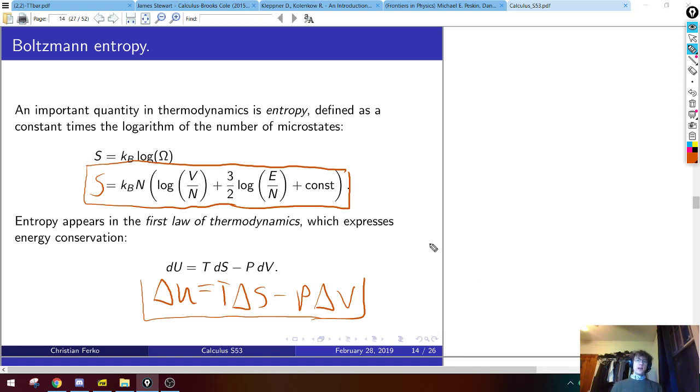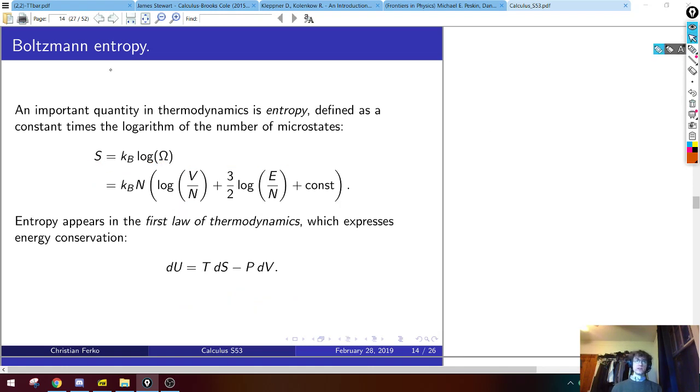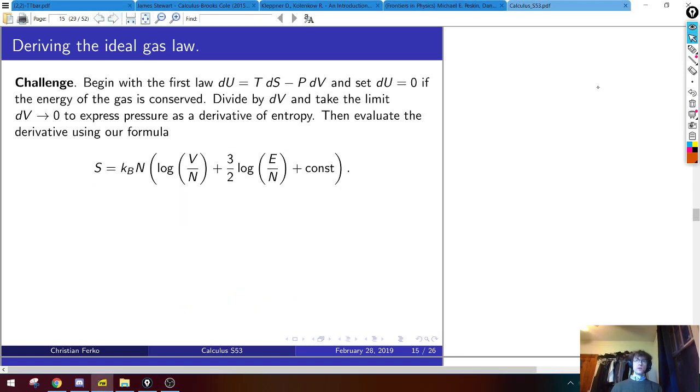Okay, so now we're going to use the first law to get an equation for the pressure. And I'll ask you to do that as a challenge, actually. So, all right, I'm going to ask you to do some sketchy math, but that's all right. We'll do it anyway. Sketchy math is easier than normal math because you don't have to be rigorous.